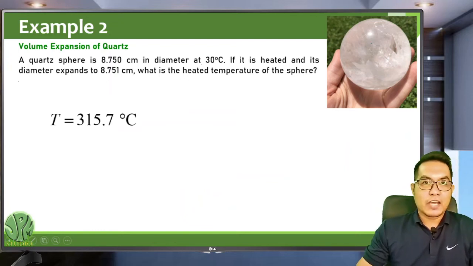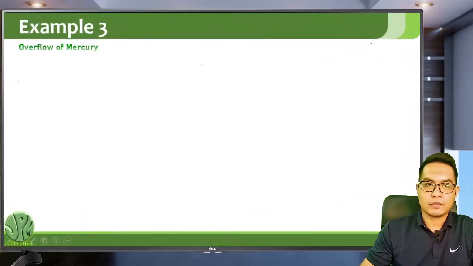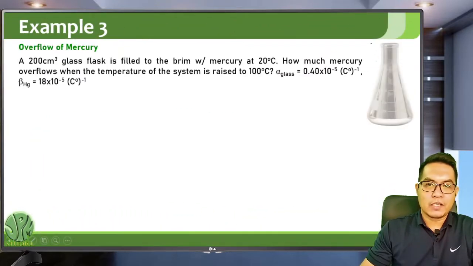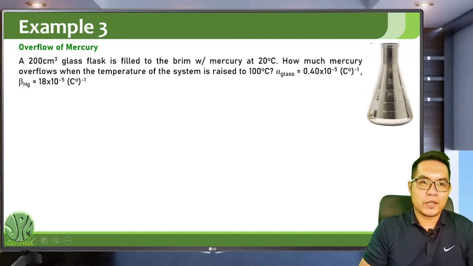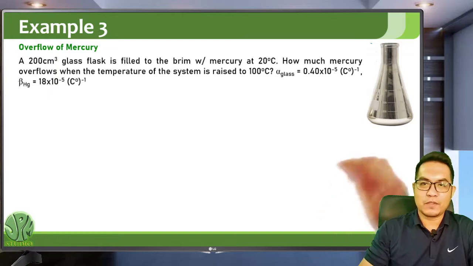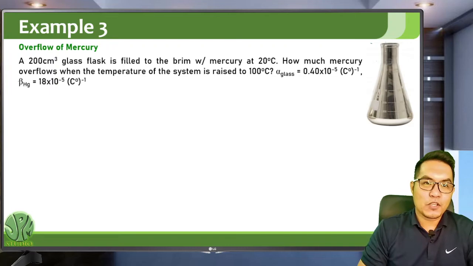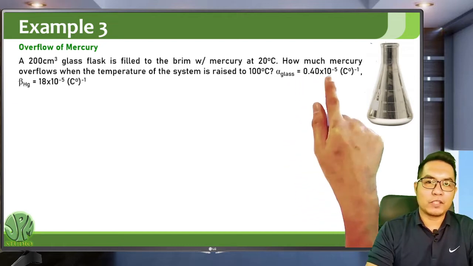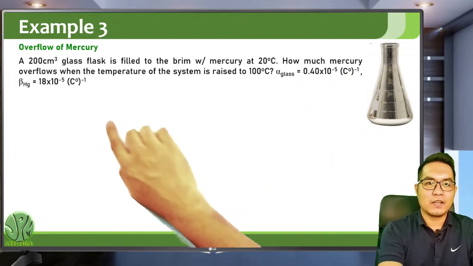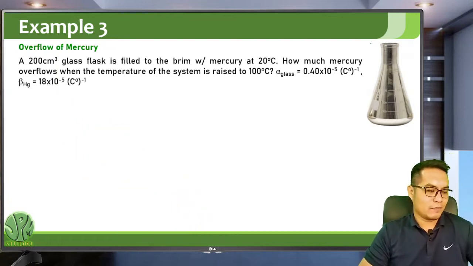So the final answer is 315.7 degrees Celsius. Okay, next example. This example is overflow of mercury. So a 200 centimeter cube glass flask is filled to the brim, so up to the top, with mercury at 20 degrees Celsius. How much mercury overflows when the temperature of the system is raised to 100 degrees Celsius? So alpha of the glass is 0.40 times 10 to the negative 5 Celsius degree inverse. Beta for mercury is 18 times 10 to the negative 5 Celsius degree inverse.